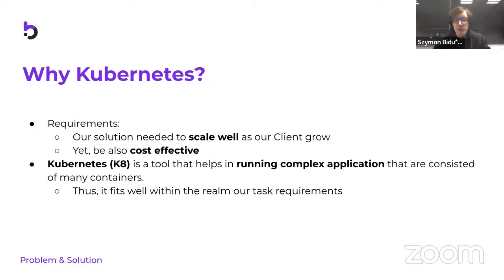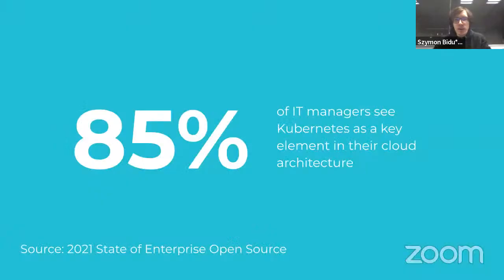I will just show you one stat. 85% of admin directors or IT managers believe that Kubernetes will be the most important and crucial part of the stack within the cloud in the future. I am basing this stat on the 2021 State of Enterprise Open Source report. So one of the important and crucial parts of this presentation is to show you that Hyperledger Fabric could work very well with Kubernetes inside the cloud environment.